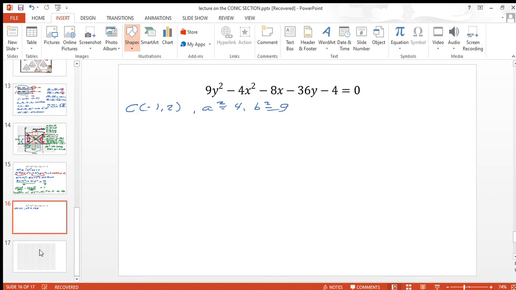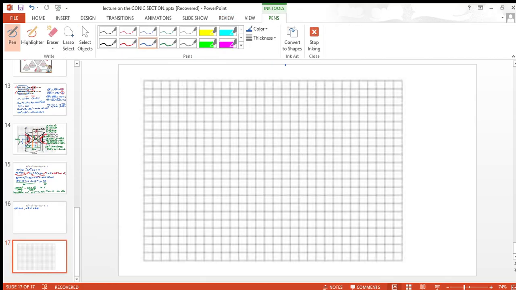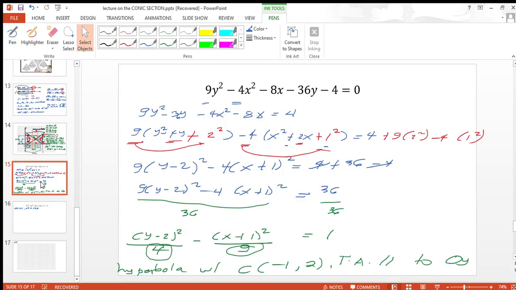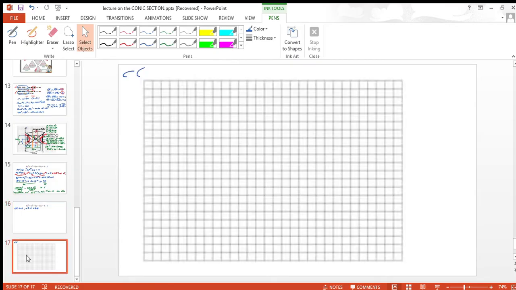dummy graph, I think we better use the next slide. If we will draw the dummy graph, again, the center is at minus 1, 2, a squared is 4, b squared is 9. Remember, transverse axis parallel to OY.